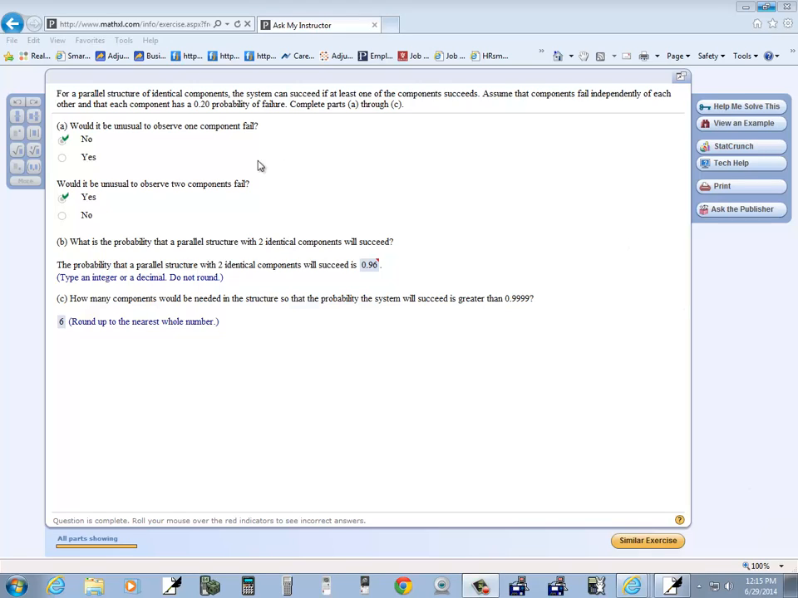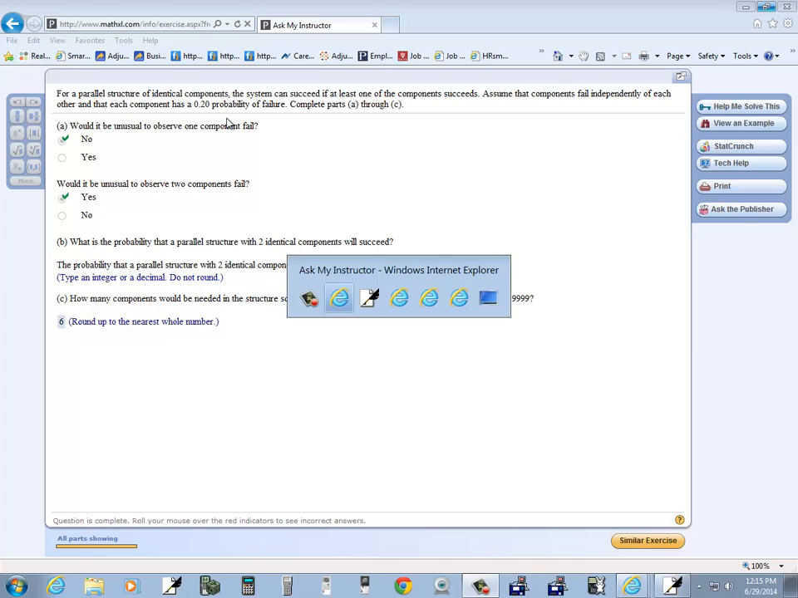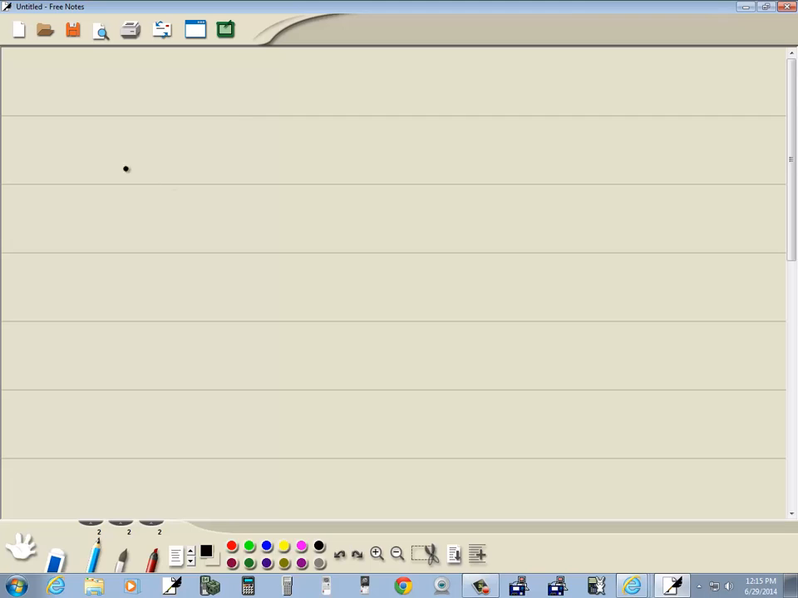Let's take a look at this. It says for a parallel structure of identical components, the system can succeed if at least one of the components succeeds. Assume that components fail independent of each other, and that each component has a 0.20 probability of failure. I guess fails would be a good one. Probability that fails is 0.20.